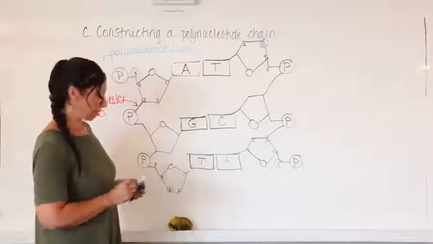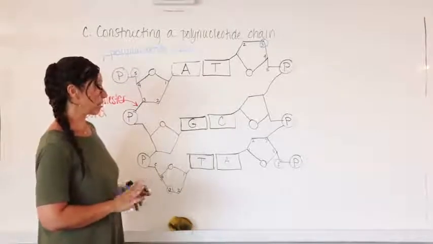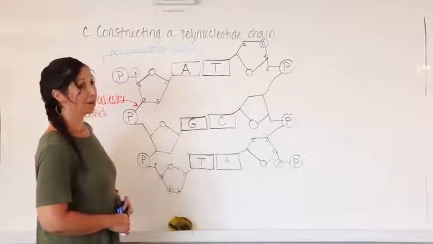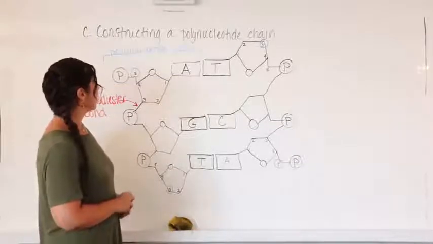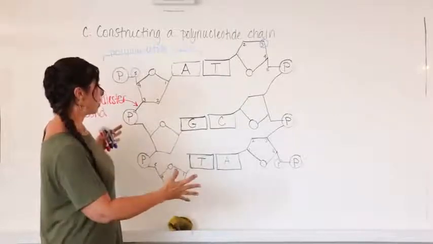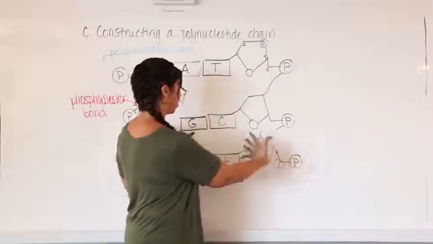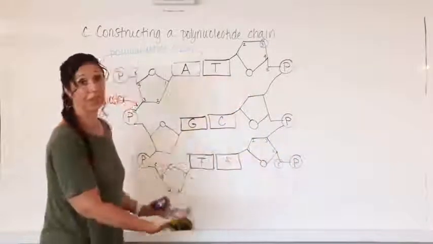There have been so many experiments, and back in the day, Rosalind Franklin, Watson, and Crick all figured out what the structure of DNA was, and we'll talk about that more later. So this is how you construct a polynucleotide chain. This is one chain, and this is the second chain. You put them together, you have a double helix.